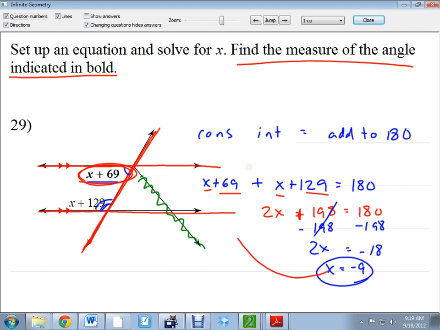So what I want to do is take the x and plug it in where the x is. So that says x plus 69, negative 9 plus 69 is equal to 60. So therefore this is a 60-degree angle. That would be my final answer.